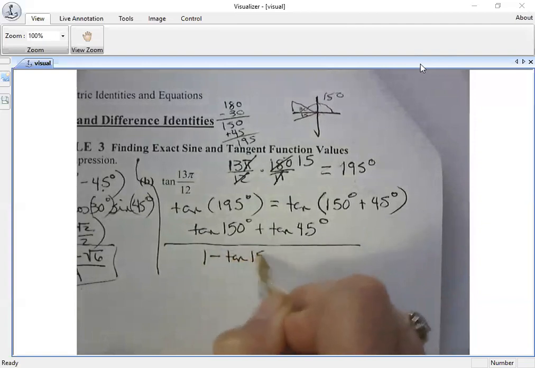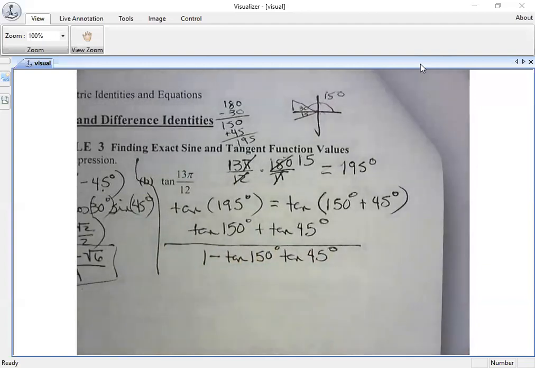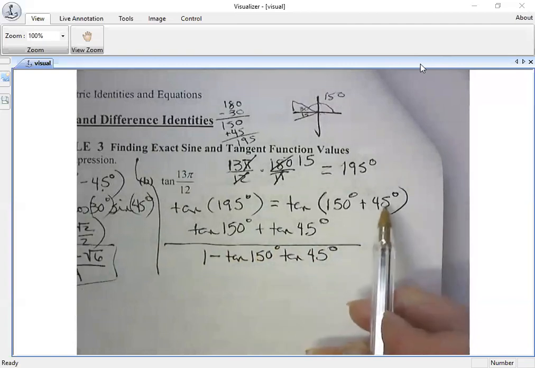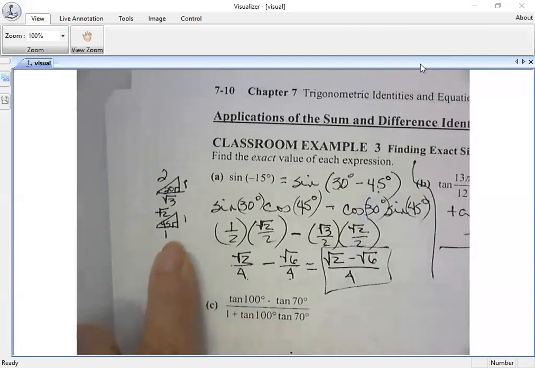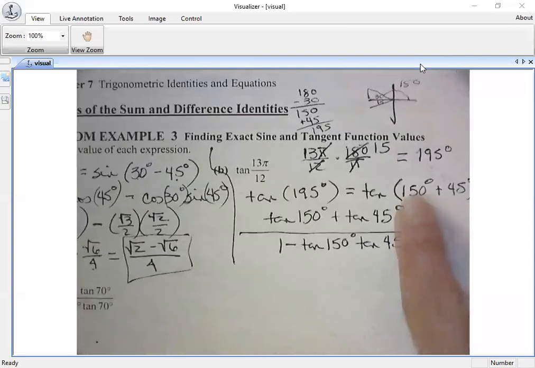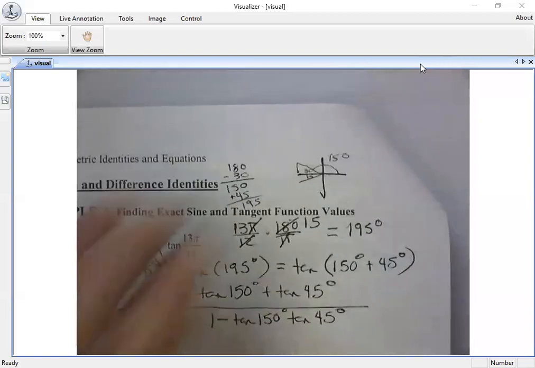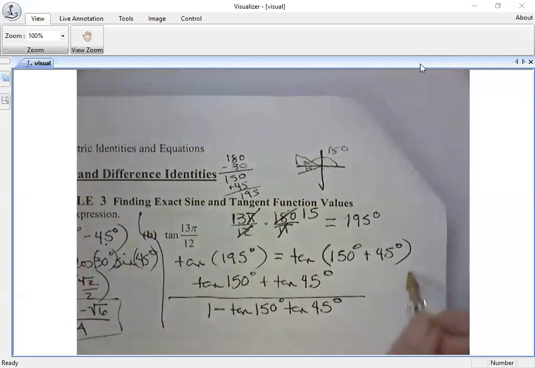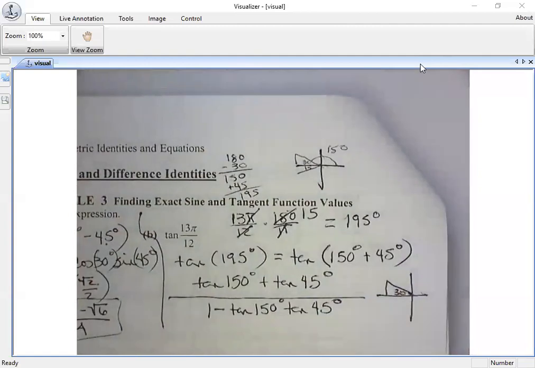1 minus tangent A times tangent B. So here's what I'm going to have. I've got to get my ratios for a 30, 60, 90 that's in the second quadrant. And then I've already got my 45, 45, 90 that's in the first quadrant because we used it over here, right? Okay, so 150, let me sketch that right here. That means I've got a 30-degree angle right here.